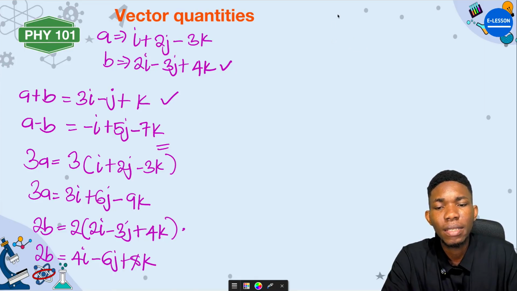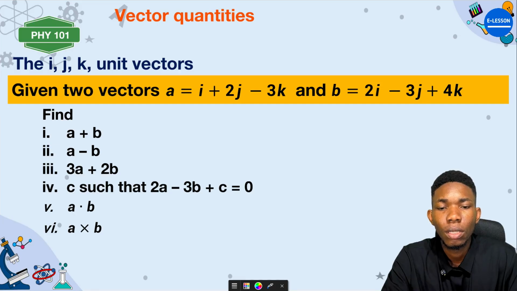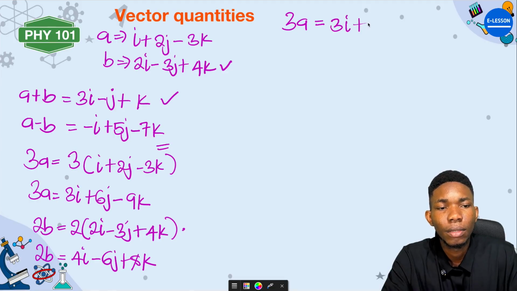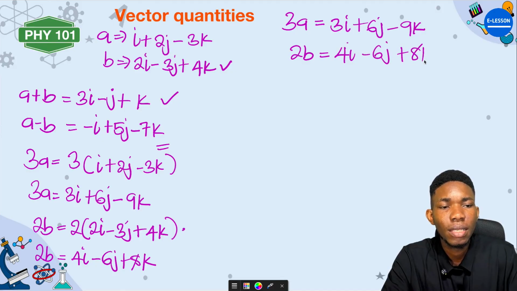Now, my dear student, the next thing is now to 3a plus 2b. Let's add them. Our 3a is what, my dear student? 3a is 3i plus 6j minus 9k. 2b is what? 4i minus 6j plus 8k. Then add them together.